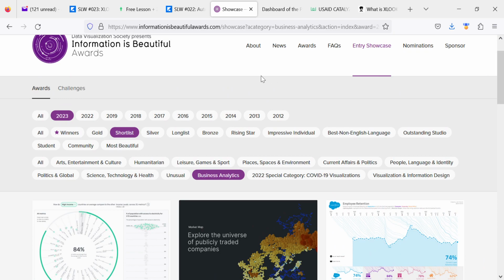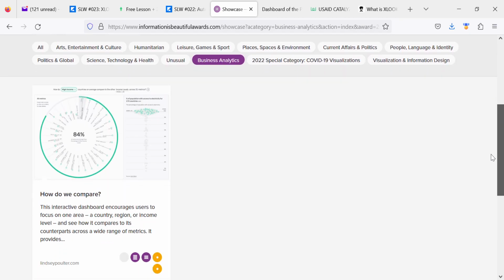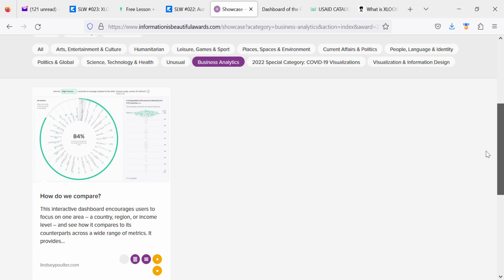I'm interested to present to you the winner, or the gold, under this category. Here the data is shown like this one. How do we compare? This is an interactive dashboard which encourages users to focus on one area by country, by region, or by income level, and compares the result for different metrics.